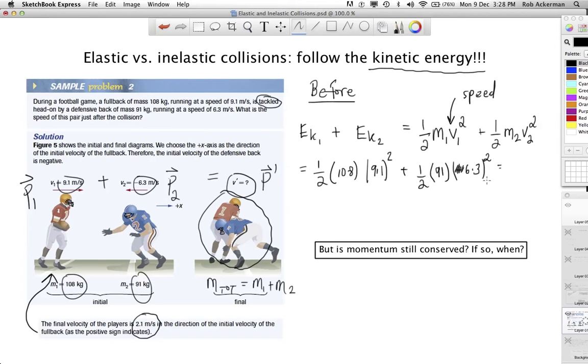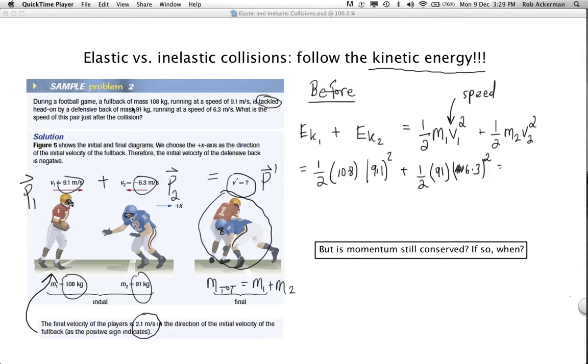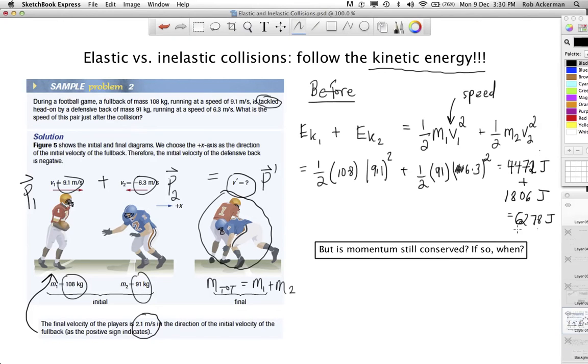Anyway, you have to calculate this number here, and I'm just going to briefly pause my end of the recording here so I can do that. Okay, so I've done a calculation here. I have done a half mv squared for the first guy, half mv squared for the second guy. These are the individual energies that I got, the kinetic energies, and I've added them up to get close to 6,300 joules of energy.